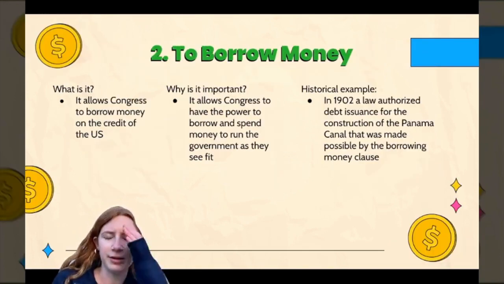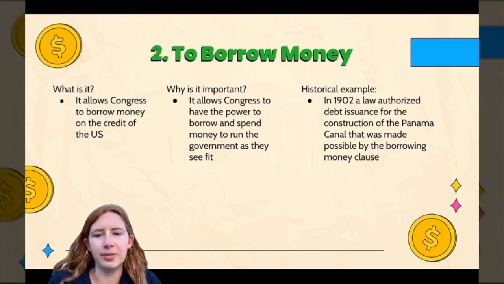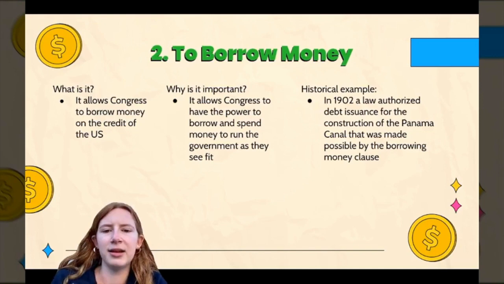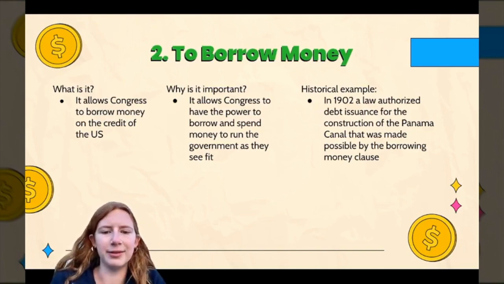The second enumerated power is to borrow money. What is this? Well, it allows Congress to borrow money on the credit of the United States. Why is this important? It allows Congress to have the power to borrow and spend money and run the government as they see fit, because it's important that they're able to use the money how they think is best fit so they can run the government in the way that they think is most efficient.